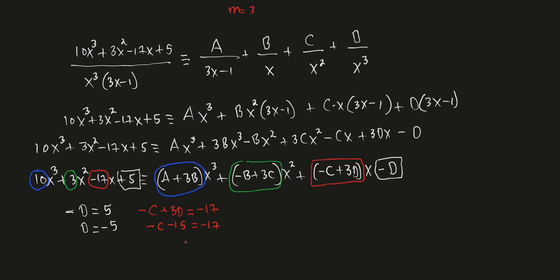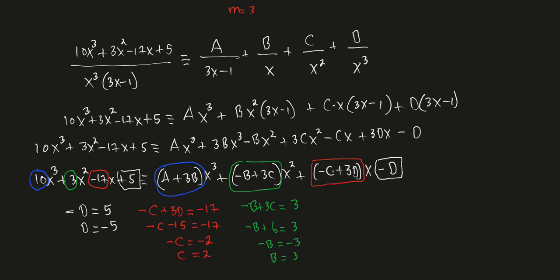Add 15 to both sides, so negative c is negative 2, so therefore c has to be 2. Here we go. Now let's match up the greens. So the negative b plus 3c has to be equal to 3. But now I know what c is, so I can plug it in, and I get that negative b plus 6 is equal to 3. Subtract 6 from both sides, I get that negative b is equal to negative 3. So b is equal to 3.